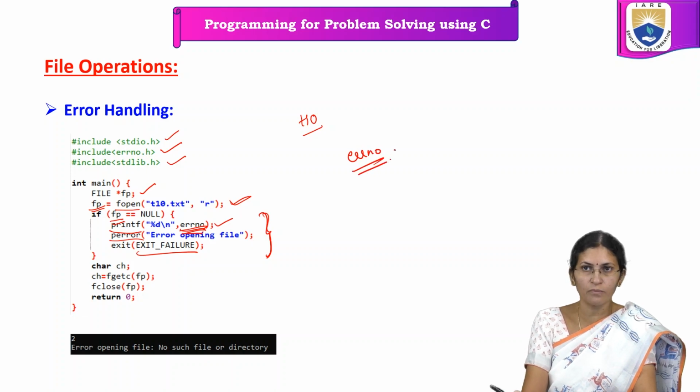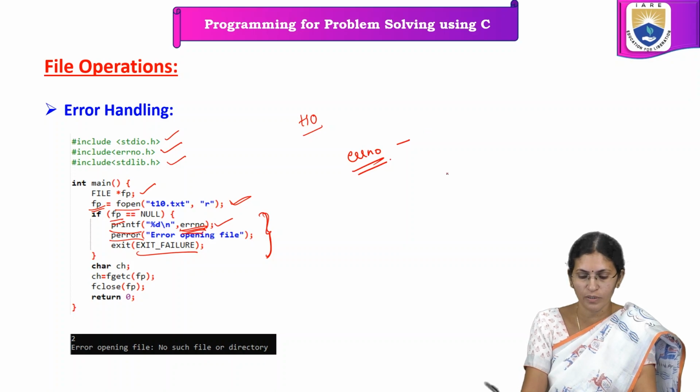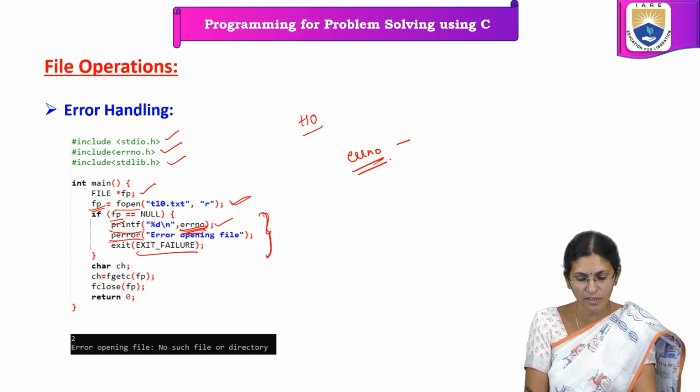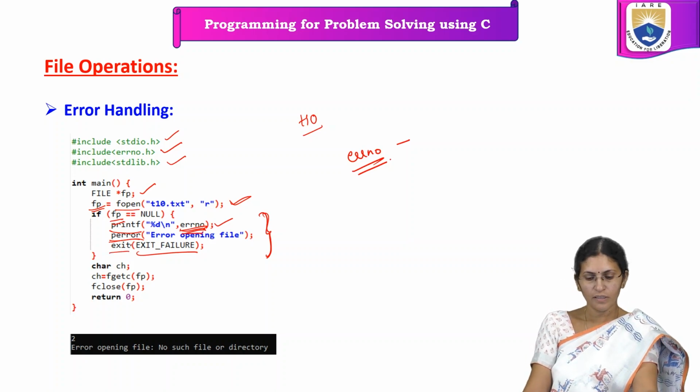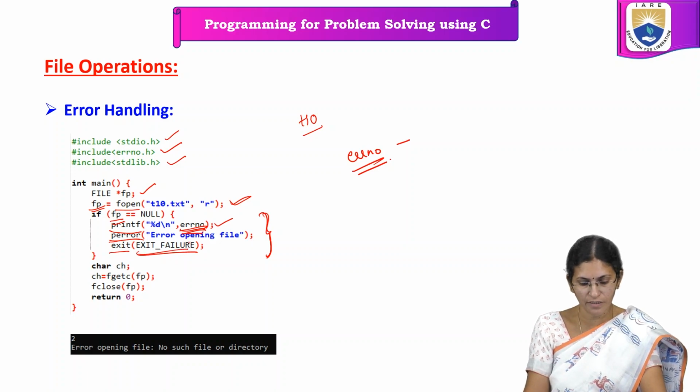It is a global variable, so it contains some integer value. It can be either 1, 2, 3 and so on. Corresponding to each integer value, there is some error indicated. In the next line, we have used the perror function. This perror function will give the description of the error. Next line, we have used the exit function with exit failure status.